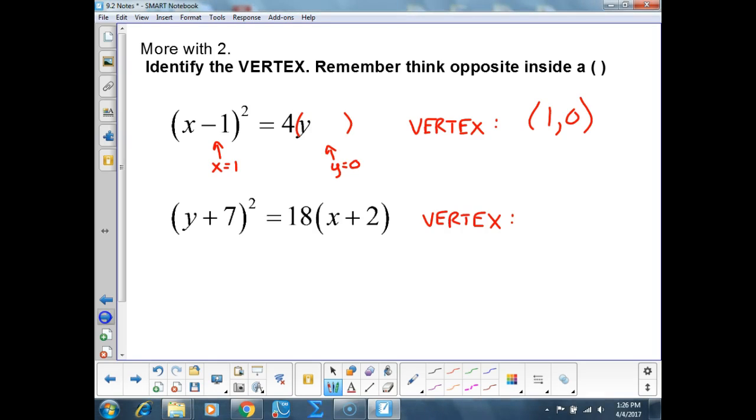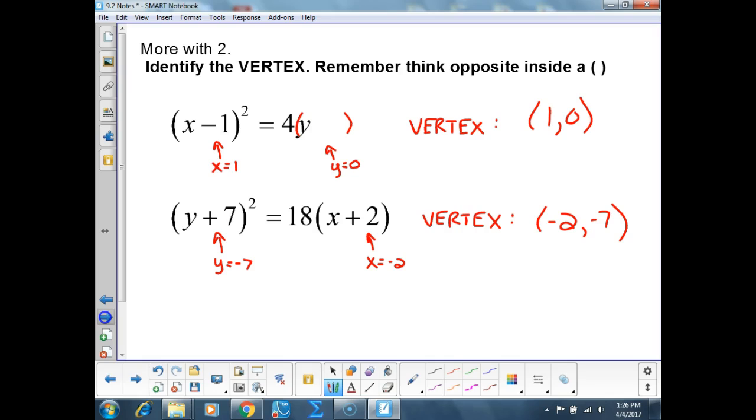So here, this one, because it's attached to the y, we're thinking -7. Here, we're thinking x is -2. So my vertex here is -2, comma, -7. It's not left to right. It's what's attached to that variable, x or y.